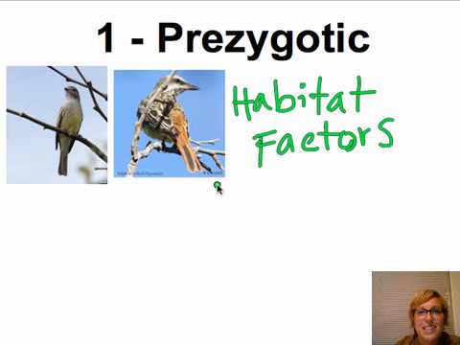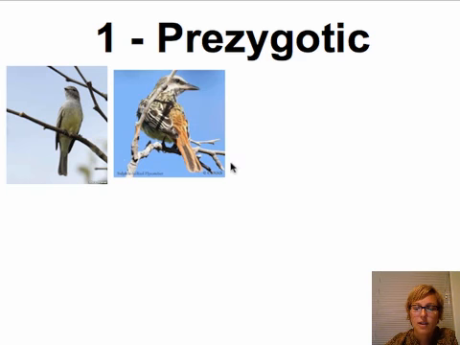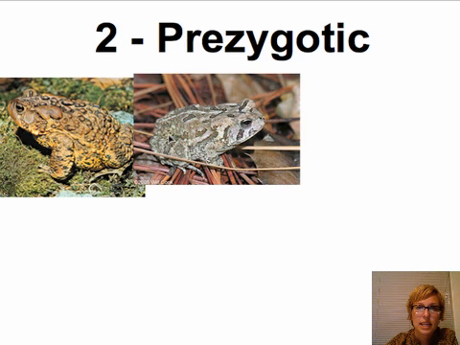So they never actually get to hang out and get to know each other and go on the third date and make babies, right? So that would be a habitat factor. They have different habitats that they occupy, therefore, they never see each other, or they never have the opportunity to mate. Our second pre-zygotic barrier is an example of these 2 frogs here.